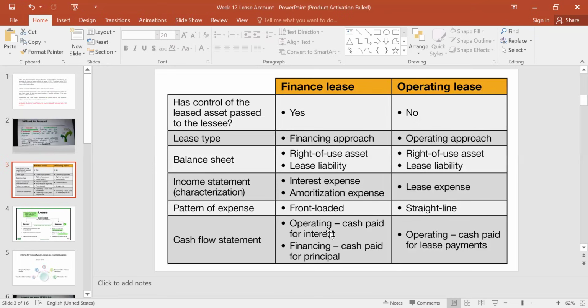Cash flow statement: operating cash paid for interest, financing cash paid for principal. In the cash flow statement, these cash payments you have to consider for finance lease. Operating cash paid for lease payment is only for operating purpose, no financing purpose. Financing purpose is borne by finance related activities. The operating lease you have to consider only for operating purpose in the cash flow statement.